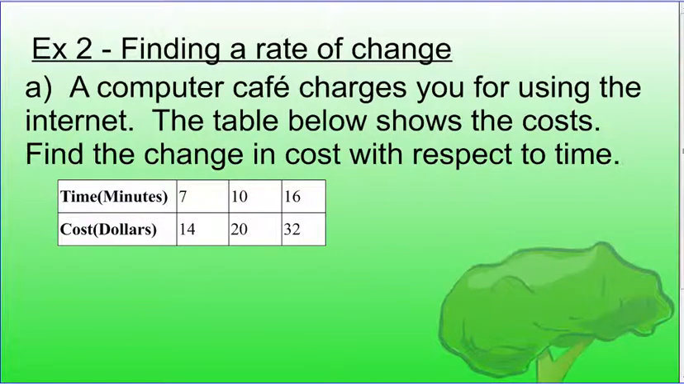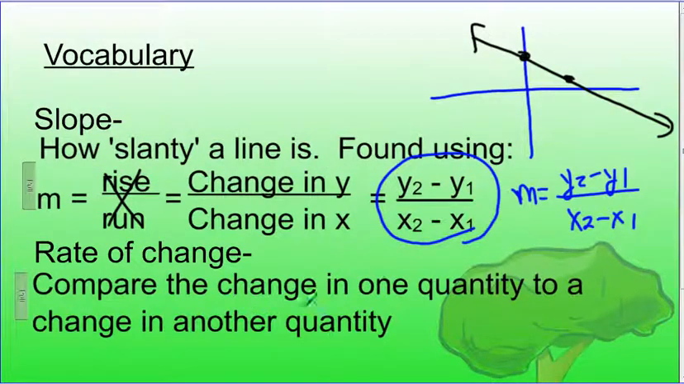Now, the second part of this is we're going to be talking about rate of change. When we're talking about rates of change, we're still finding slope. So remember, rate of change is comparing the change of one quantity to the change of another. This is the change in one, this is the change in the other. So we're still finding slope. We're just finding slope of kind of like a wordy problem.